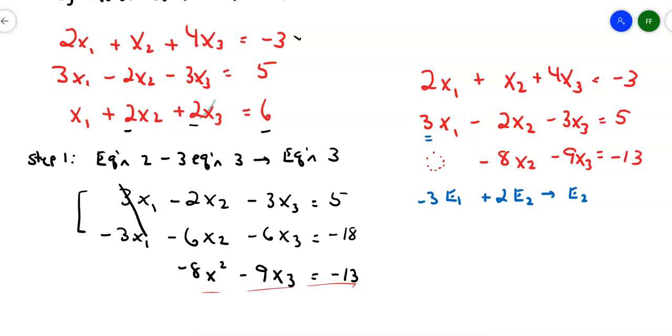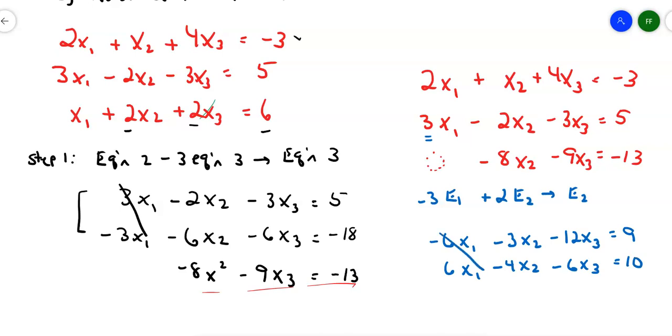Well, if I multiply equation 1 by negative 3, I get negative 6x sub 1, negative 3x sub 2. 4 times negative 3 is negative 12. And negative 3 times negative 3 is positive 9. All right, look at the second row. I'm going to multiply that by 2. So I get 6x sub 1. I get minus 4x sub 2. I get minus 6x sub 3. And then 5 times 2 is 10. All right. What goes away? Just what we want goes away. That x sub 1 goes away. I get negative 7x sub 2 minus 18x sub 3 equals 19.